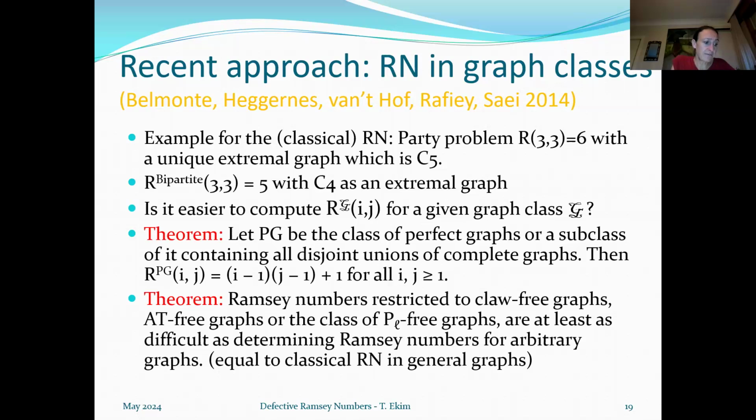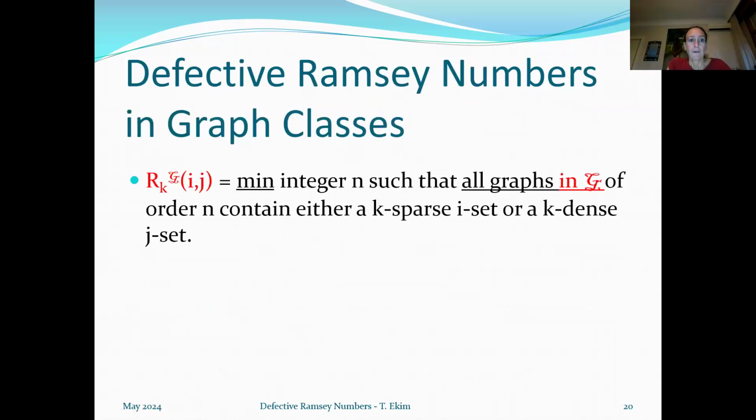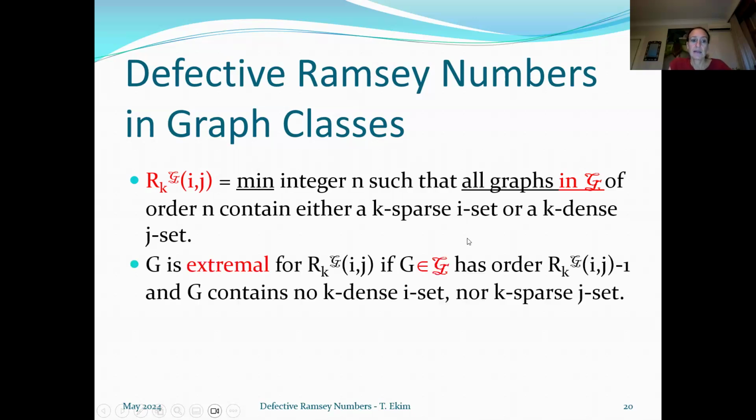So we said, okay, can we find graph classes for which we can give such a formula for defective Ramsey numbers, where it becomes easy? Okay, but let me first define formally the defective Ramsey numbers in a graph class. So this will be the minimum integer n such that all graphs in the given graph class G of order n contain either a k-sparse i set or a k-dense j set. And then an extremal graph, we also require it to belong to this graph class.